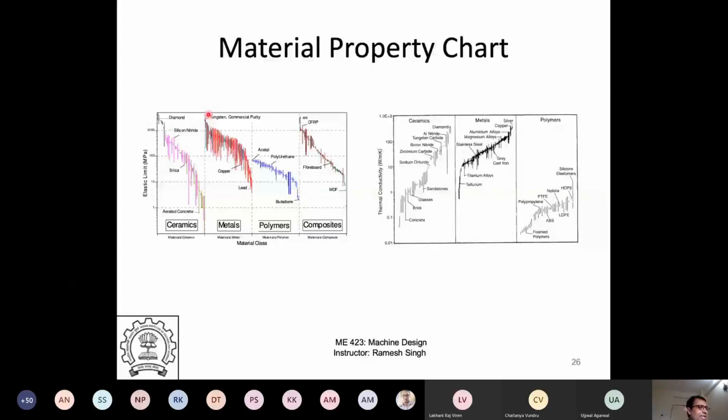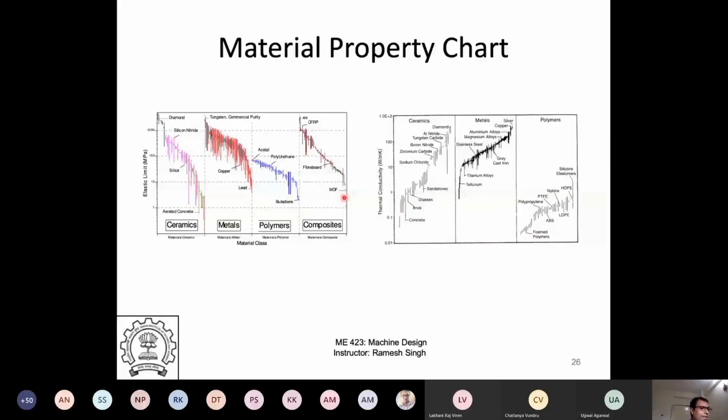Then there is something called polymers. Polymers have different applications. Typically, they do not have very high strength, but they can take a lot of impact. The moment there is a need where you have to absorb energy, polymers are the right material to do it.